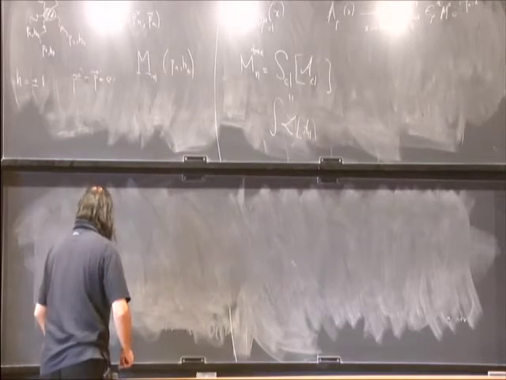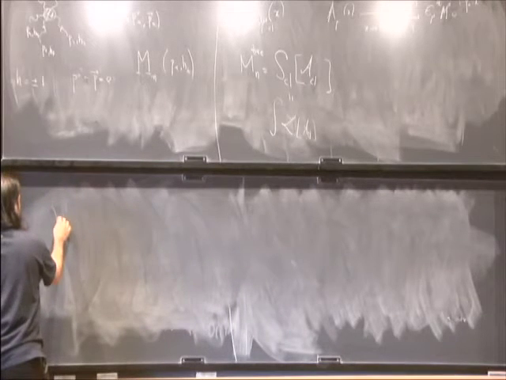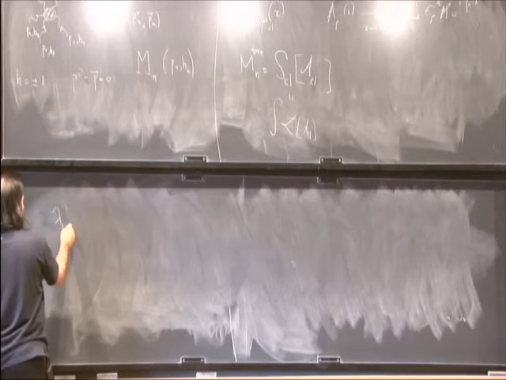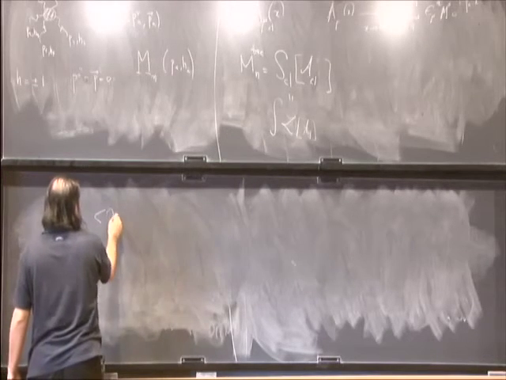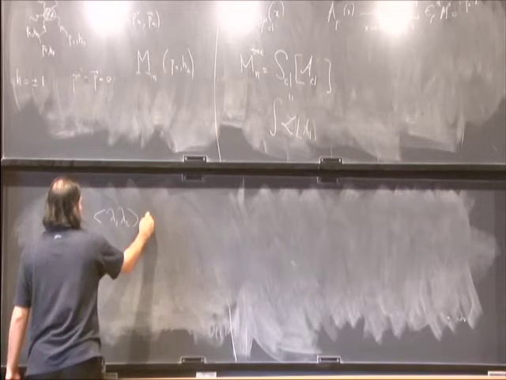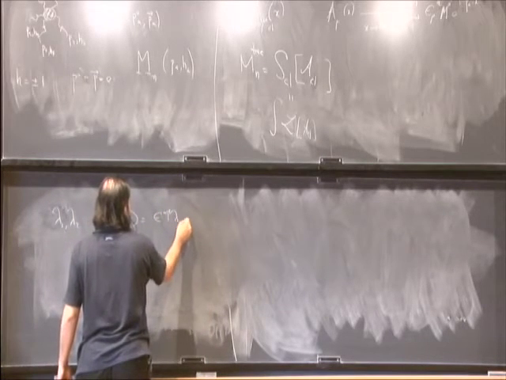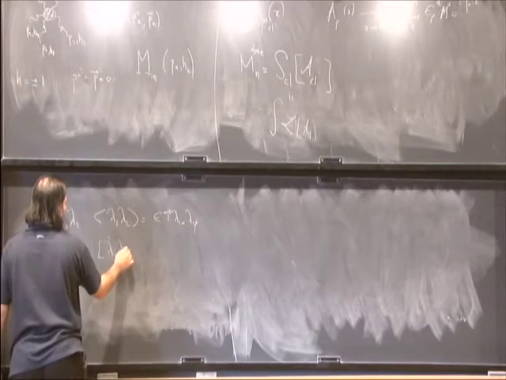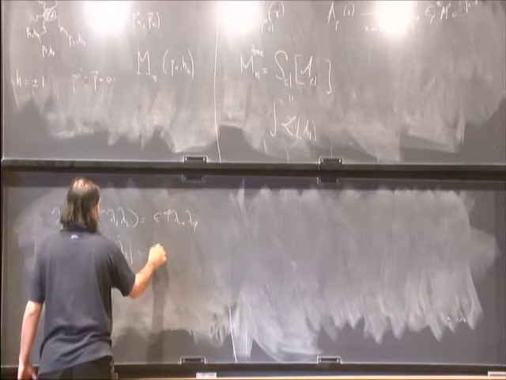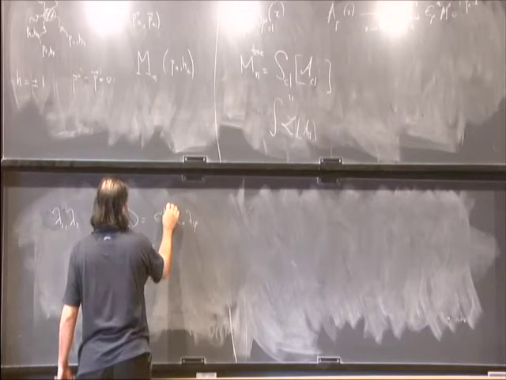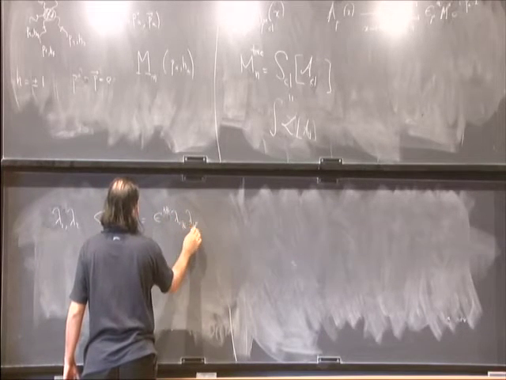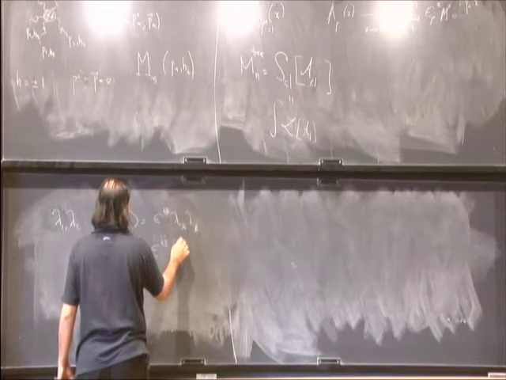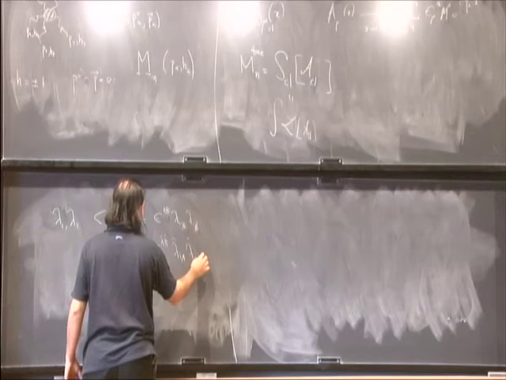I should have said that the invariants that we can build out of the lambdas and lambda tildes are simply contracting them with epsilon symbols. If I have a lambda 1 and a lambda 2, I can have something that I call angle bracket 1 2, which is just epsilon alpha beta, lambda 1 alpha, lambda 2 beta. And similarly, there's a lambda tilde 1, lambda tilde 2, which is epsilon a dot b dot, lambda tilde 1 a dot, lambda tilde 2 b dot.